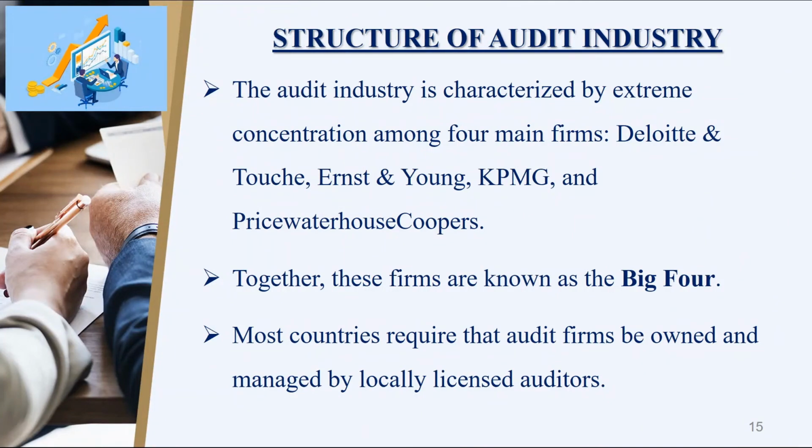The eighth topic of the lecture is structure of audit industry. The audit industry is characterized by extreme concentration among four main firms: Deloitte and Touche, Ernst & Young, KPMG, and PricewaterhouseCoopers. Together, these firms are known as the Big Four. Most countries require that audit firms be owned and managed by locally licensed auditors. Like in Pakistan, there are multiple other audit firms like A.F. Ferguson and Company, BDO Ibrahim and Company, Riaz Ahmed and Company, and there are many others that are working in Pakistan.